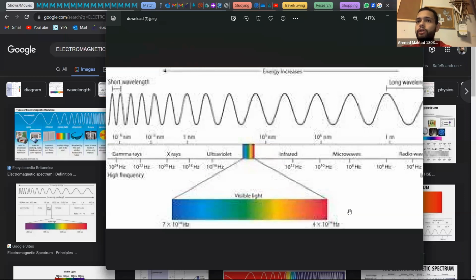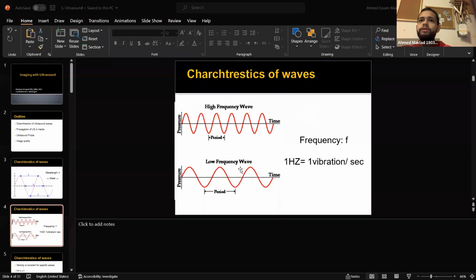Now, the lower you go, the better it is. You can see that microwaves are here. So yeah, that's basically what this says.